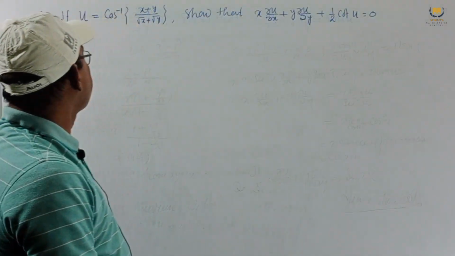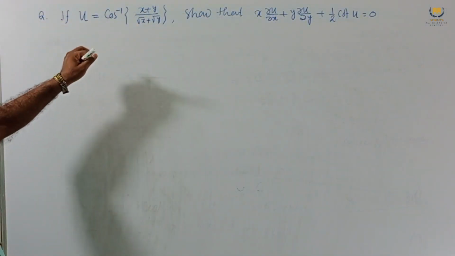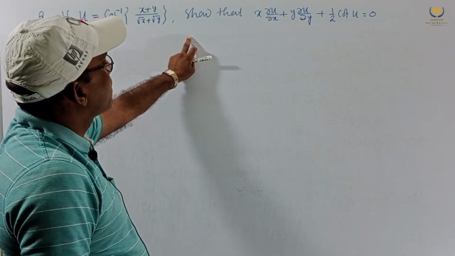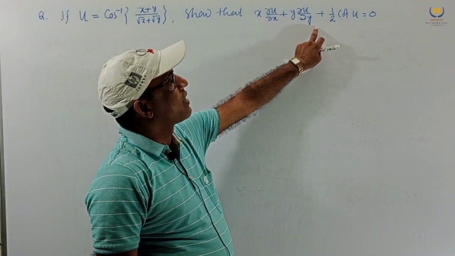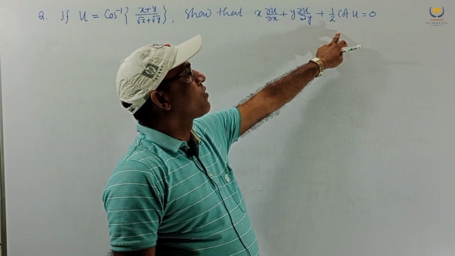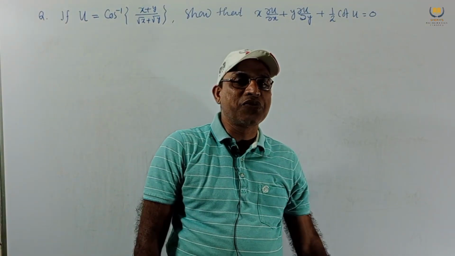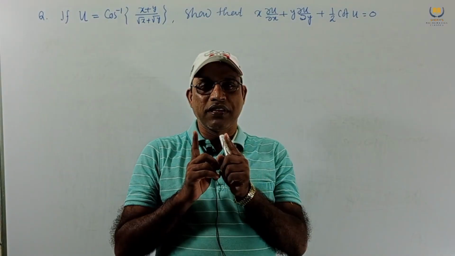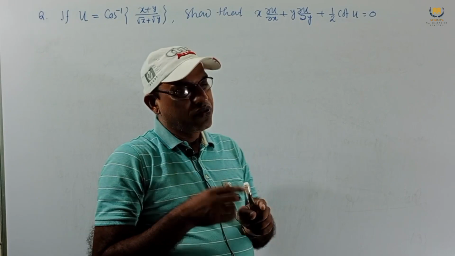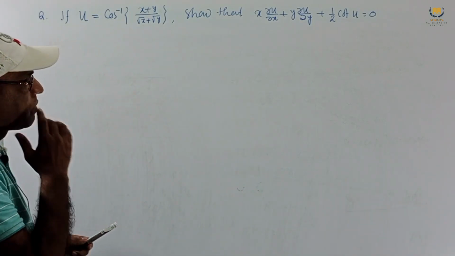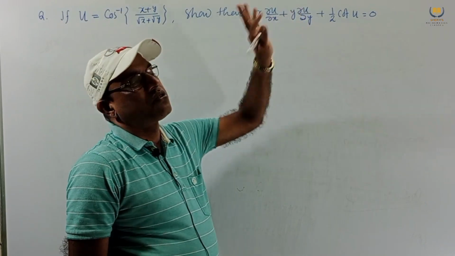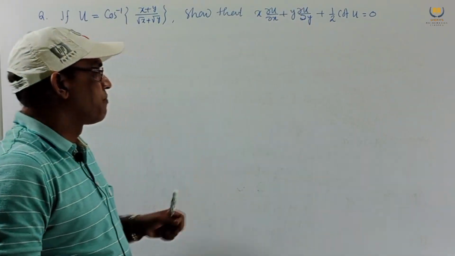Consider another problem. If u equals cos inverse of (x plus y) by (root x plus root y), show that x ∂u/∂x plus y ∂u/∂y plus 1/2 cot u equals 0. When you get this type of problem, this is nothing but our Euler's theorem. We solve this problem by Euler's theorem, because in Euler's theorem we know this type, x ∂u/∂x, y ∂u/∂y.